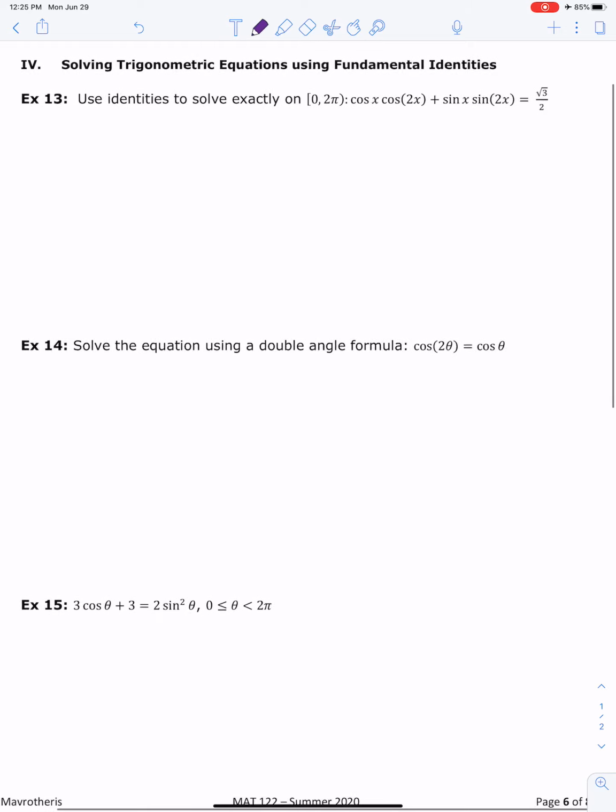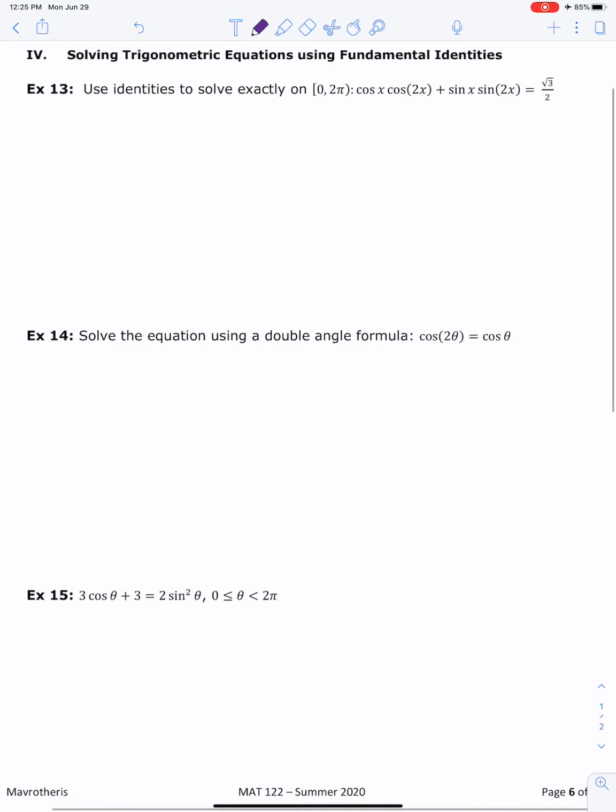Okay. Problem is that these typically aren't set up so that it's super obvious which identity we want to use unless you're really familiar with them. So it's helpful as you go through these, if you have a page with your identities on it, keep them right next to you. Sometimes it takes a little bit of time to figure out which we want to use. Okay, so we want to use the identities here to solve exactly on this interval.